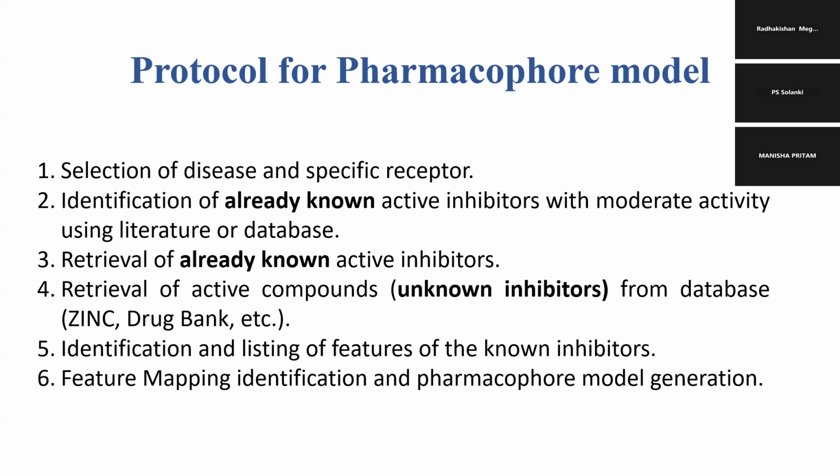It could be CD36, it could be VGF. And there are lots of receptors out there. We can easily find them from literature. You can use a database also.